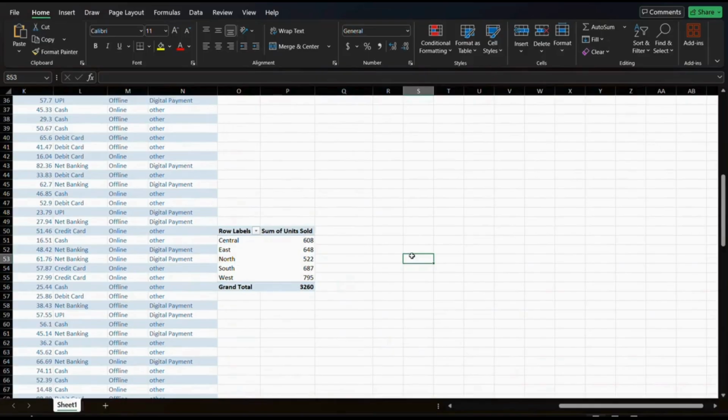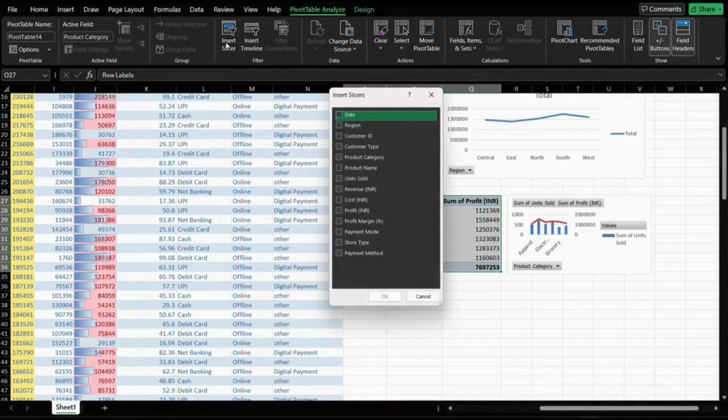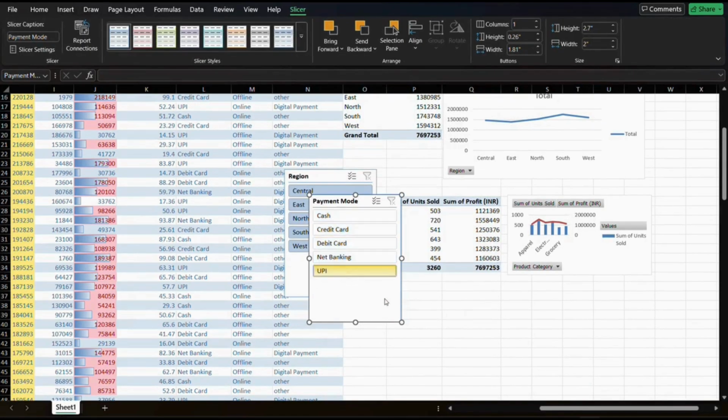Let us understand Slicer using an already existing pivot table. Selecting the table and then adding a slicer. We will select region and payment mode. Now it becomes easy to access, making the dashboard more interactive.